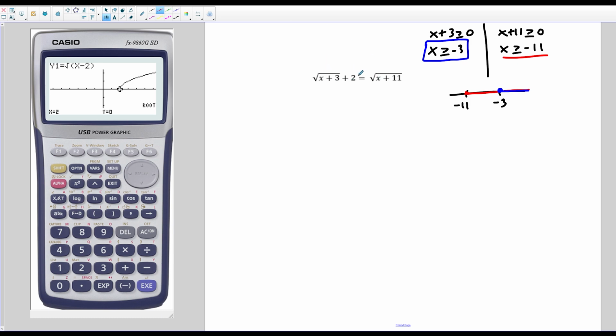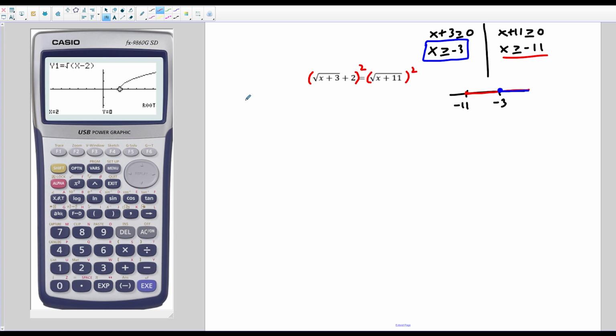So jumping into our problem here, we can see that we have one radical isolated already, which is great for us. Again, it's really up to you which one you want to isolate. We could just subtract 2 from both sides and isolate the square root of x plus 3, but we'll just work with whatever we've got. So let's square both sides first.